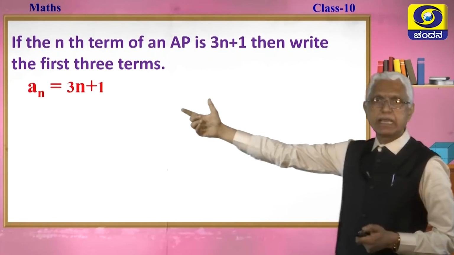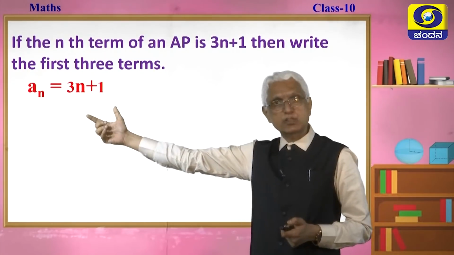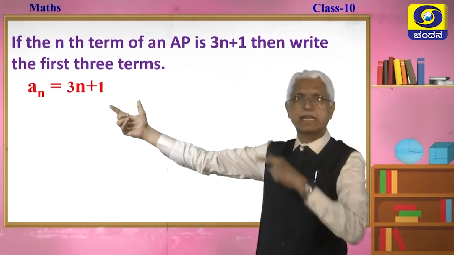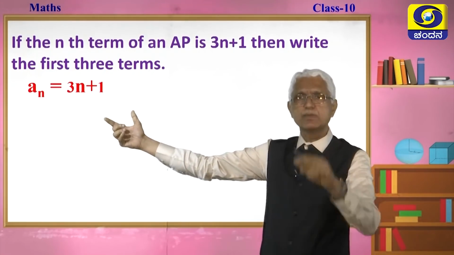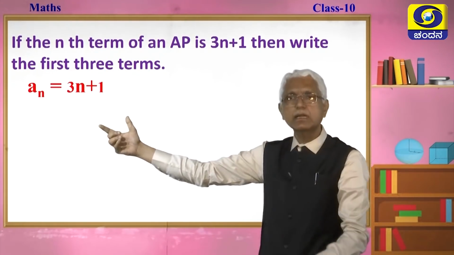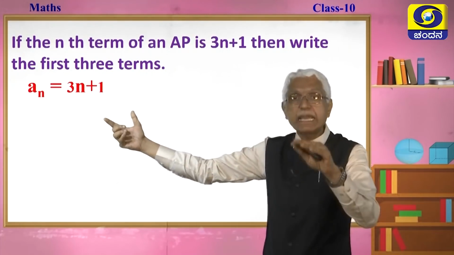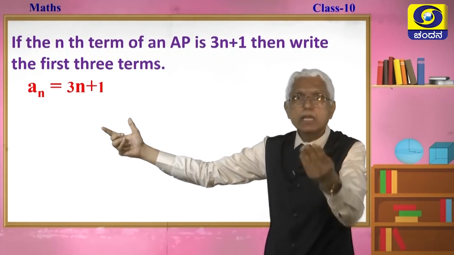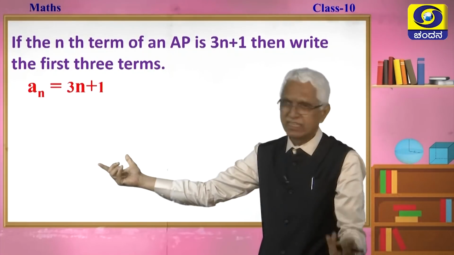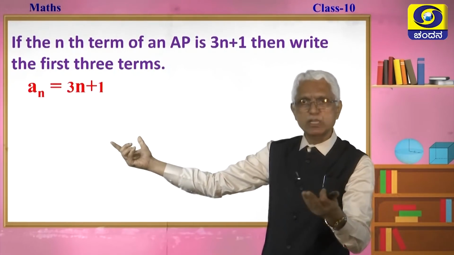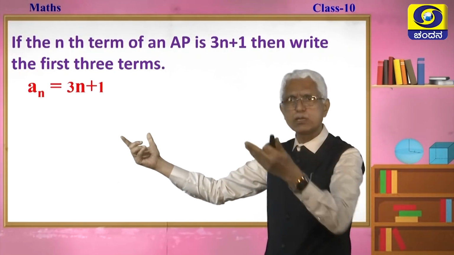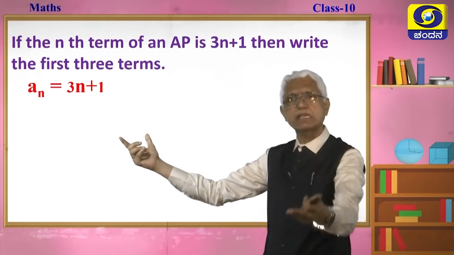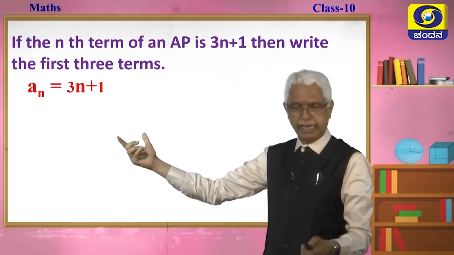We write an is equal to 3n plus 1. The nth term is 3n plus 1. Now you want the first 3 terms, so find the first term, the second term, the third term. What is the first term, A1? In place of n, put 1. An is equal to 3n plus 1 is the nth term. You want the first term, in place of n you put 1. You want the 10th term, in place of n you put 10.